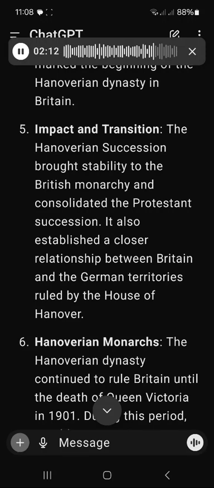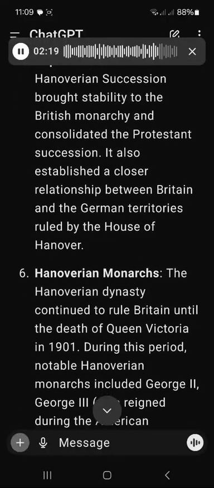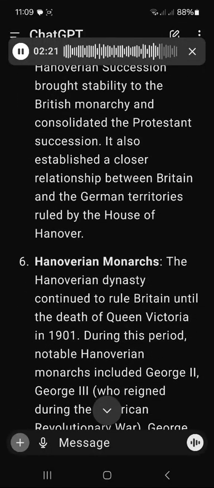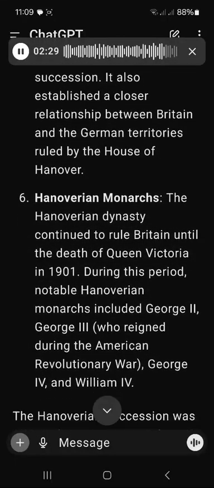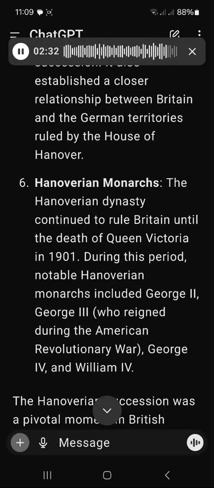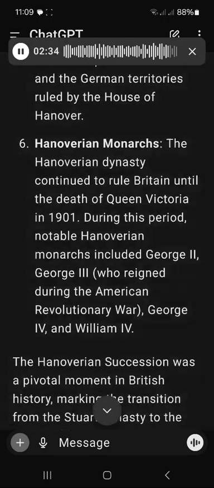6. Hanoverian monarchs. The Hanoverian dynasty continued to rule Britain until the death of Queen Victoria in 1901. During this period, notable Hanoverian monarchs included George II, George III, who reigned during the American Revolutionary War, George IV, and William IV.